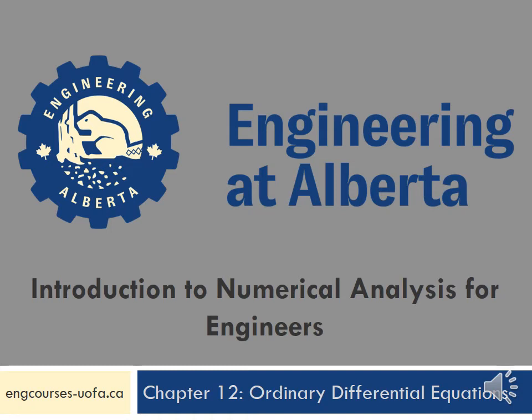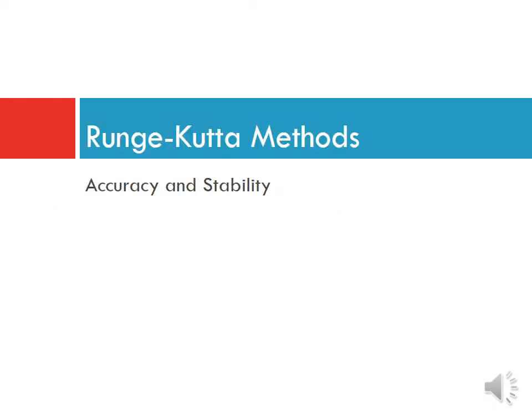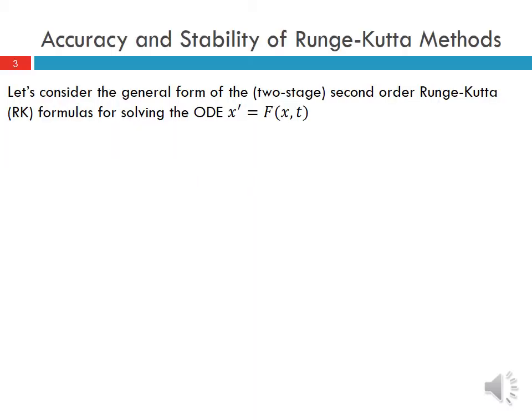In this video, we're continuing our discussion of ordinary differential equations, and we are discussing different solution methods for initial value problems. Here we're going to discuss the accuracy and stability of the Runge-Kutta methods. In the previous videos, the second order and fourth order Runge-Kutta methods have been introduced. So here we're going to take a look at the accuracy and stability of these methods.